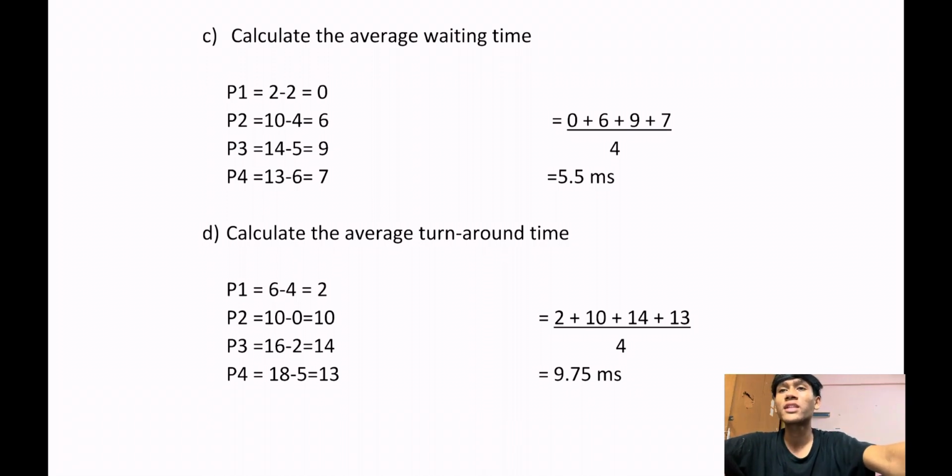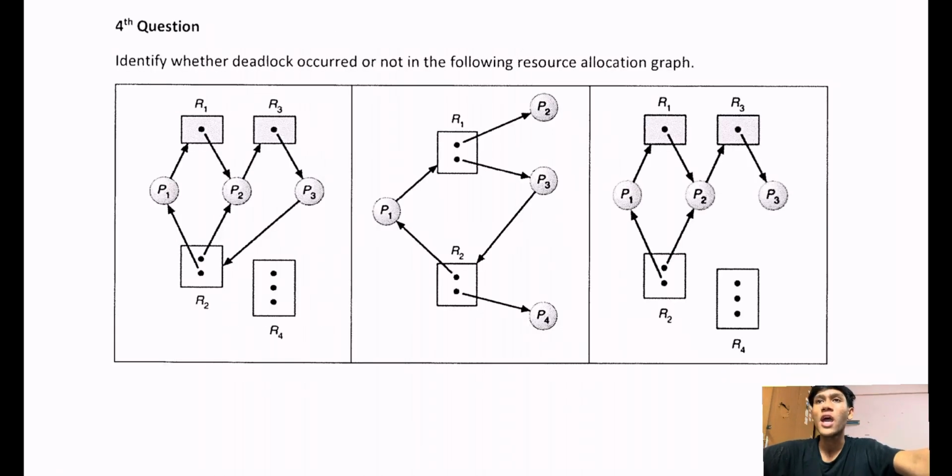Calculate the average turnaround time. P1 6 minus 4 equals 2, P2 10 minus 0 equal 10, P3 16 minus 2 equal 14, P4 18 minus 5 equal 13. And the calculation is 2 plus 10 plus 14 plus 13 per 4 equal 9.75 millisecond. And the last question, identify whether deadlock occurred or not in the following resource allocation graph.